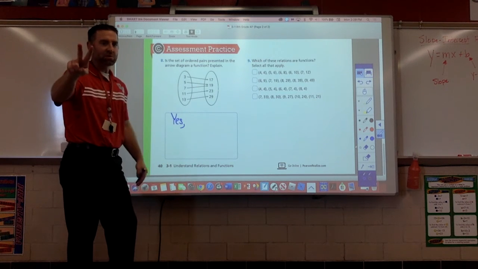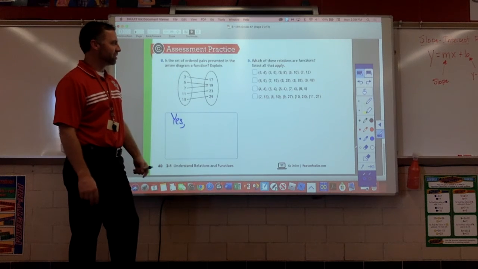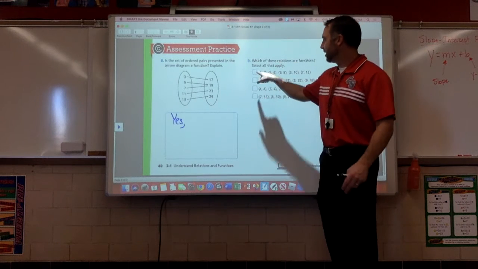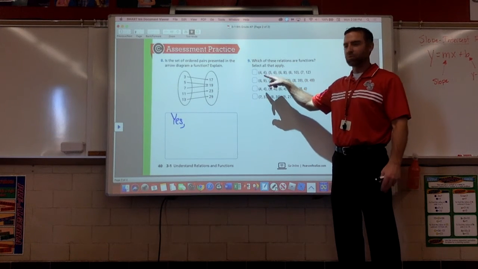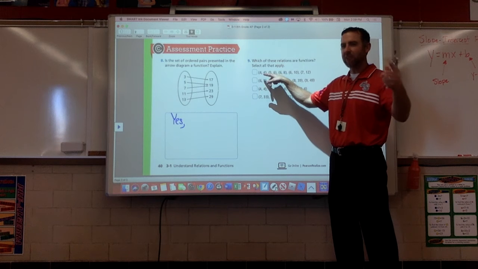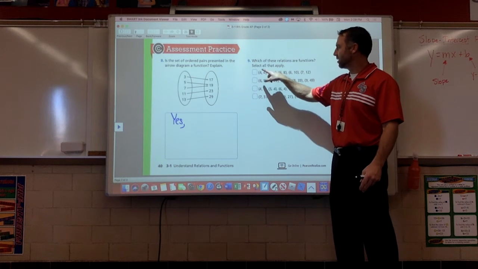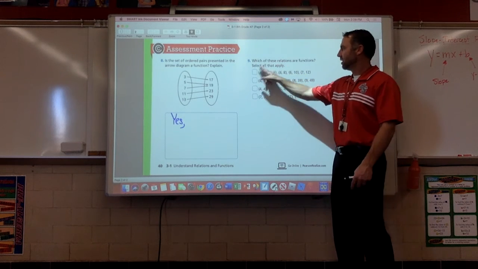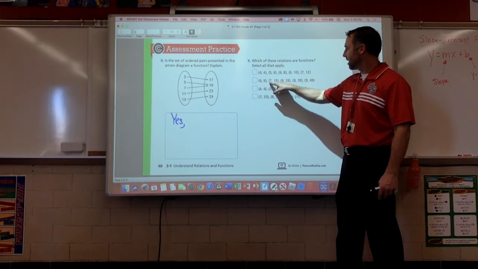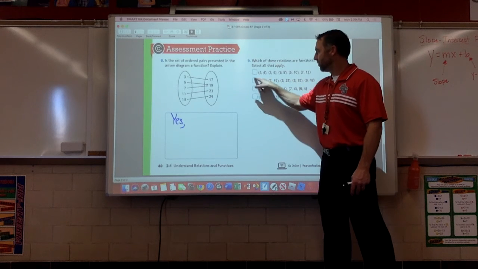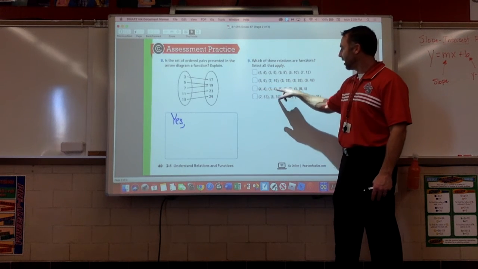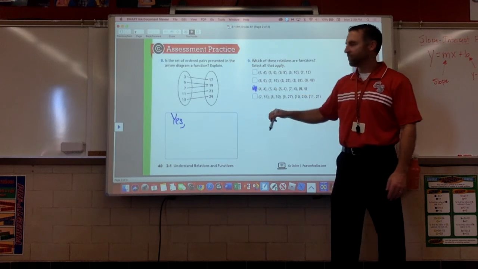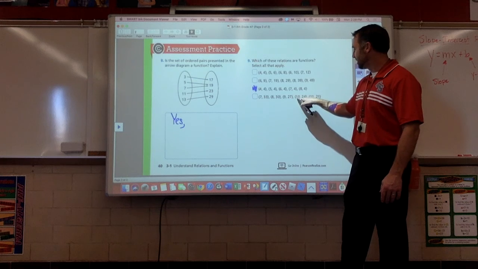Number 9, there are going to be 2 choices here. Which of these are functions? Select all that apply. Well, again, all I'm going to do is go through and read the x values. If I ever say the same number twice, I'm not going to choose it, because if I say the same number twice, it's not a function. 4, 5, 6, 6. Whoa, I said 6 twice. Not choosing that one. 6, 7, 8, 8. Nope, not choosing that one. 4, 5, 6, 7, 8. Yeah, choosing that one.